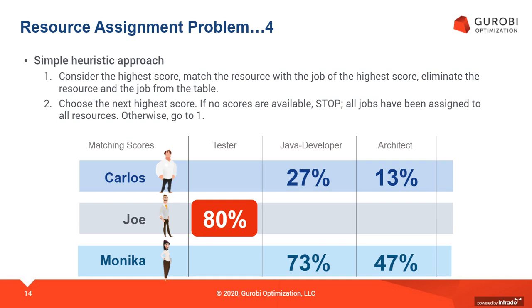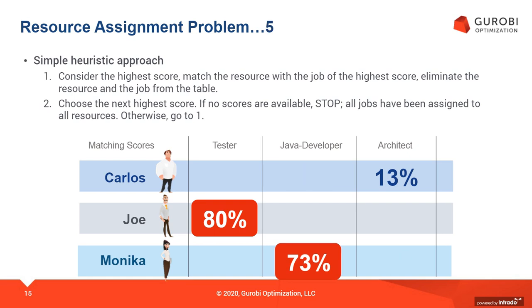So now, what is the next highest matching score? The next highest matching score is when we assign Monica to the Java developer job. And let's now remove matching scores that are no longer feasible when we have these two assignments. And the only matching score that we have left is when we assign Carlos to the architect job.